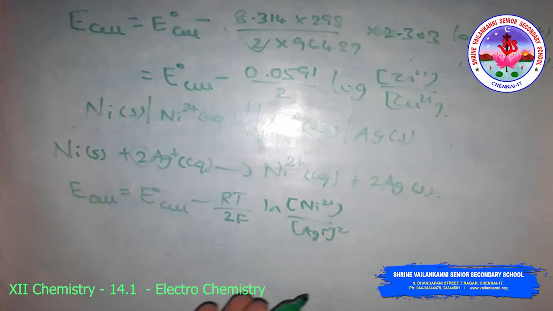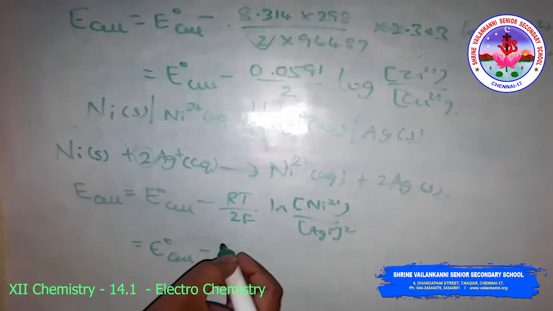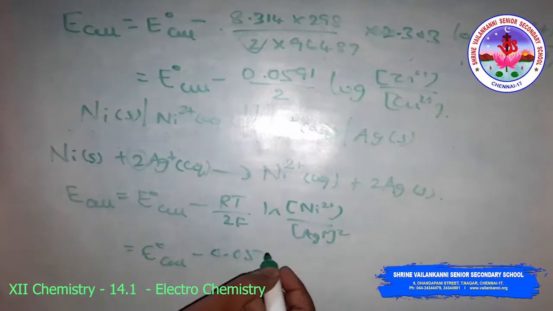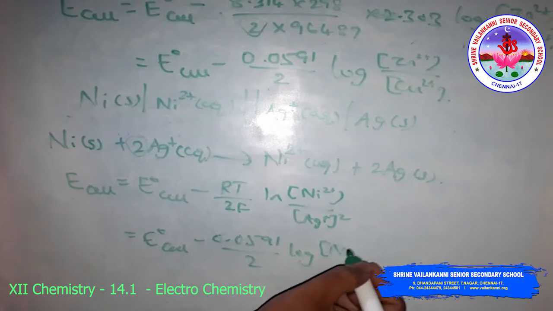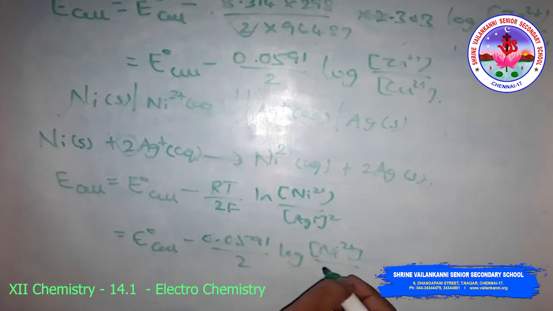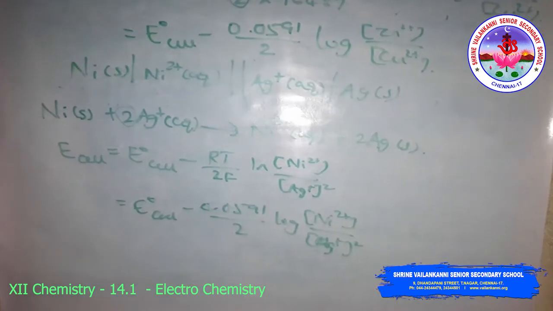Okay, or you can write it as E naught cell minus 0.0591 divided by 2 into log of the concentration of Ni2+ divided by the concentration of Ag+ to the whole square.